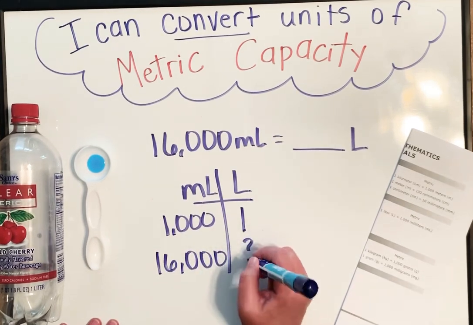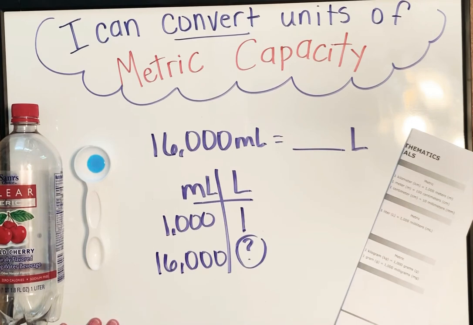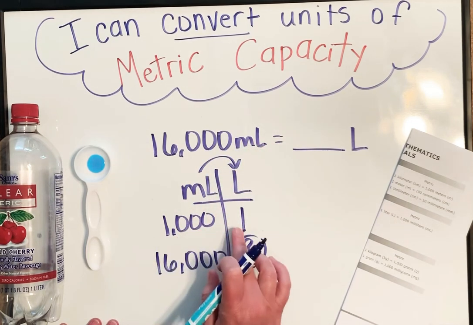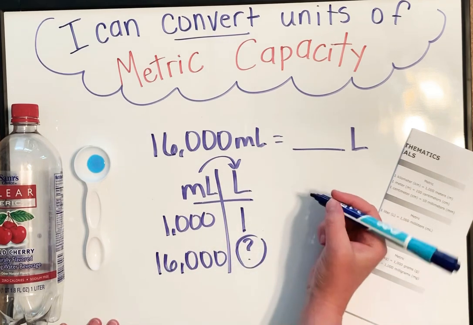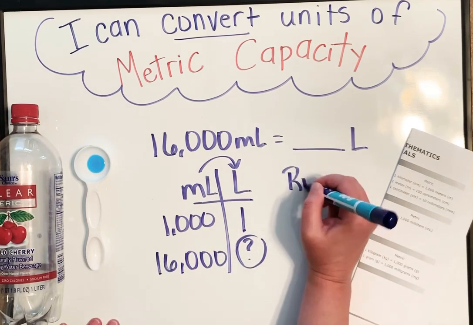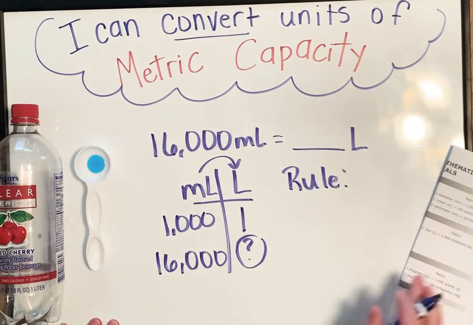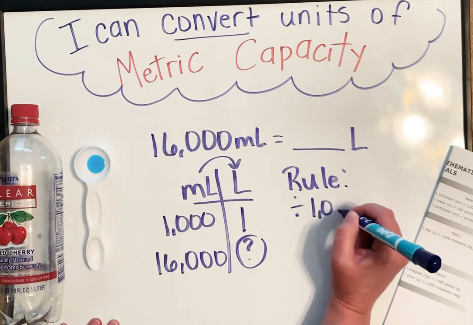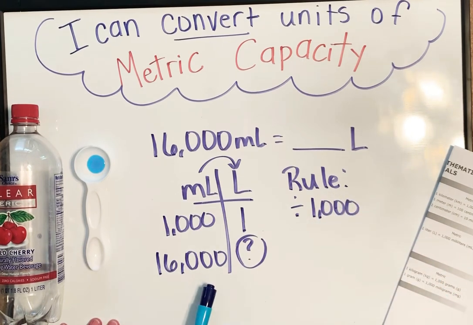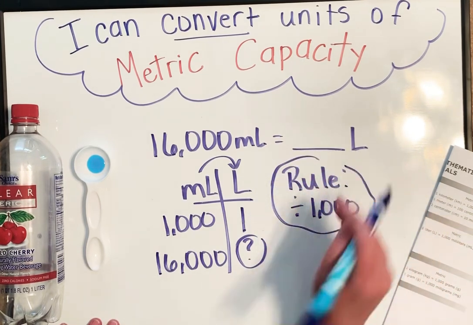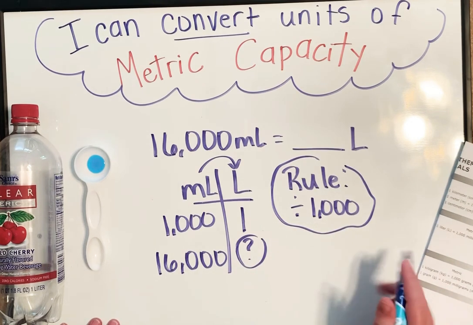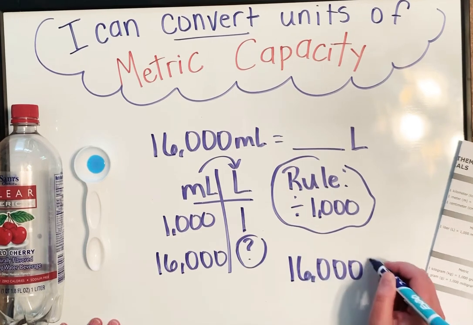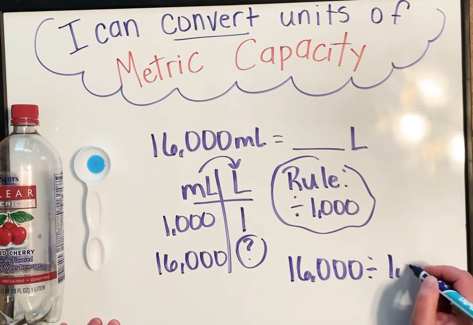Now, I'm trying to get to here. Here's my unknown. So I look at my first two numbers. I went from 1,000 to 1. Did that number go up or did it go down? That number went down. So when your number goes down, it's divide, and our rule is 1,000. So then you literally take your number and you apply your rule, just like an input-output table. That's all this is. So 16,000 divided by 1,000.